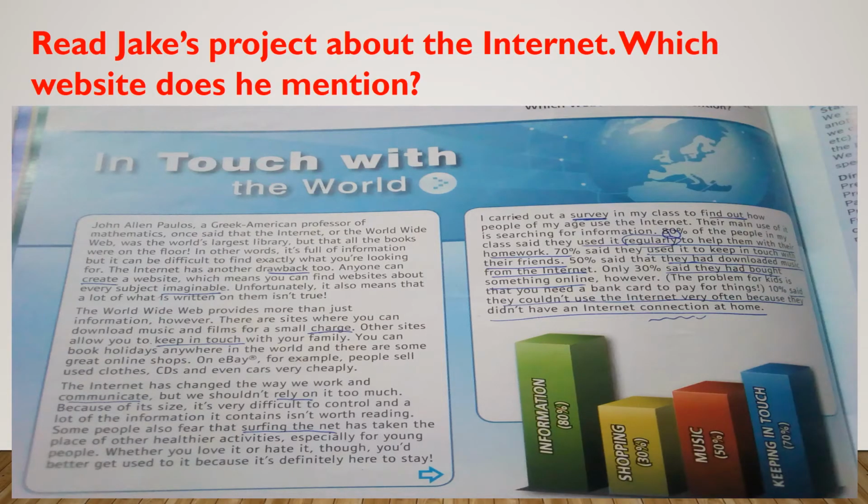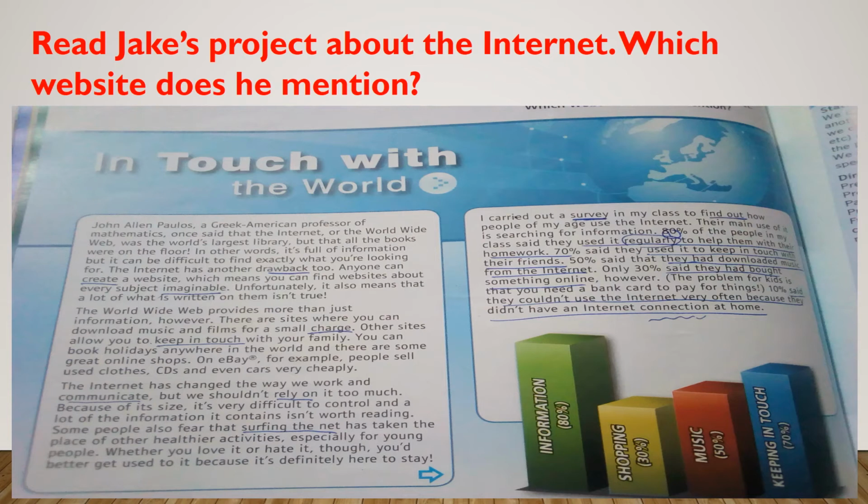Now we are going to read together Jake's project about the internet. Which website does he mention? In Touch with the World. John Allen Paulos, a Greek-American professor, we said professor is a teacher at university, a professor of mathematics, once said that the internet, or the World Wide Web, so www stands for what? It stands for World Wide Web, was the world's largest library, but that all the books were on the floor. What does that mean, all the books on the floor? In other words, it's full of information, but it can be difficult to find exactly what you're looking for.